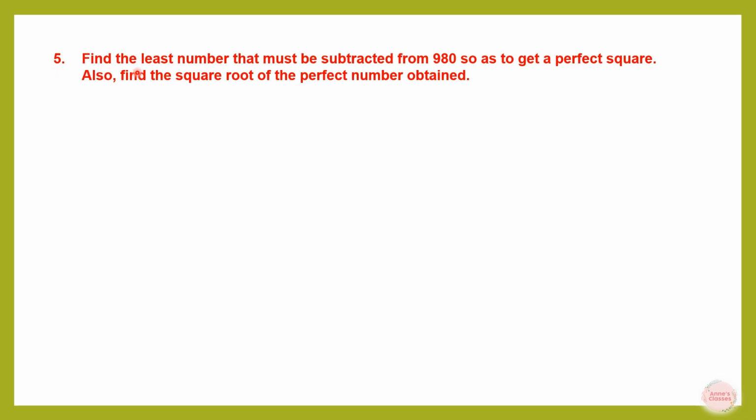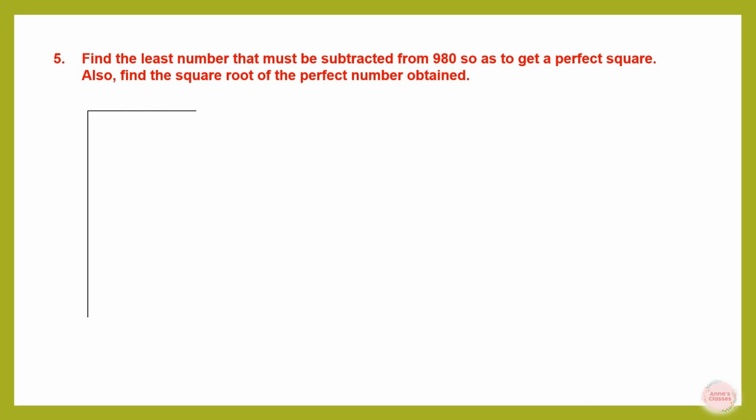Question 5. Find the least number that must be subtracted from 980 so as to get a perfect square. That means 980 is not a perfect square. We are going to find the least number that must be subtracted from it to make it a perfect square. After that, we have to find the square root of this perfect number that we get. So first let's begin by the division method and try and find the square root of 980.